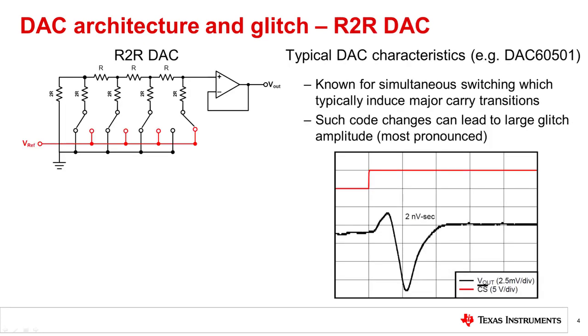R2R DACs, however, are more prone to major carry transitions, which are code changes that cause a majority of switches to transition simultaneously and thus induce a larger glitch. In R2R DAC architectures, like the DAC60501, such glitches are larger because each switch now represents a bit and not a simple code. This means that every time you change codes, you will have multiple bits changing, which means more switches changing and making the glitch larger.